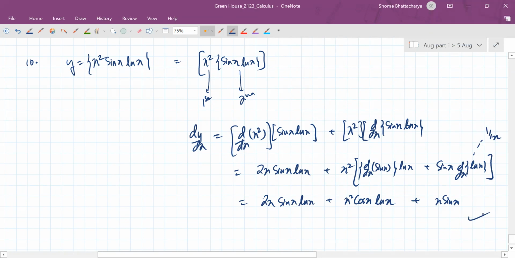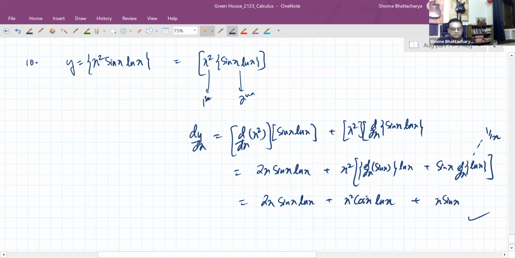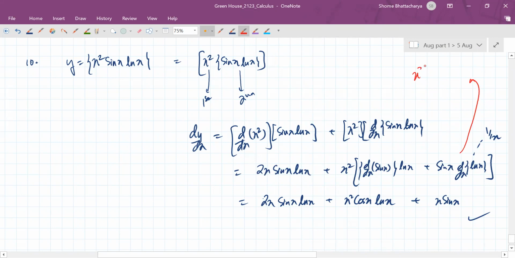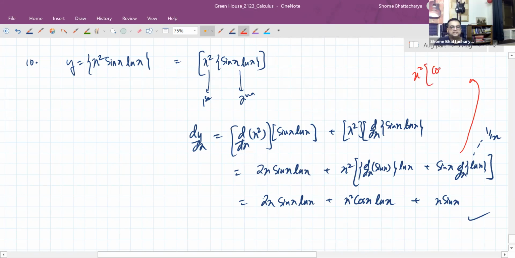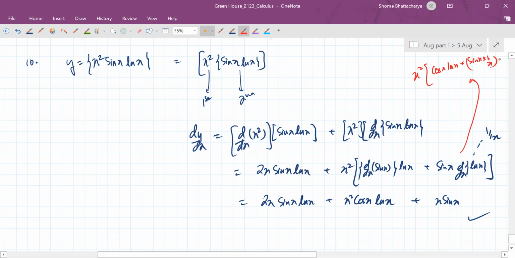Yes, so can you tell once more how did you get x sin x? x sin x, because look, outside this term there is x square, right? Like let me just solve this bracket first, then it will become clear. Got it? Okay, so this is cos x into ln x plus sin x into 1 by x, and now you just take the x square inside. Yeah, so x and x get cancelled, so it becomes x sin x. Yeah.